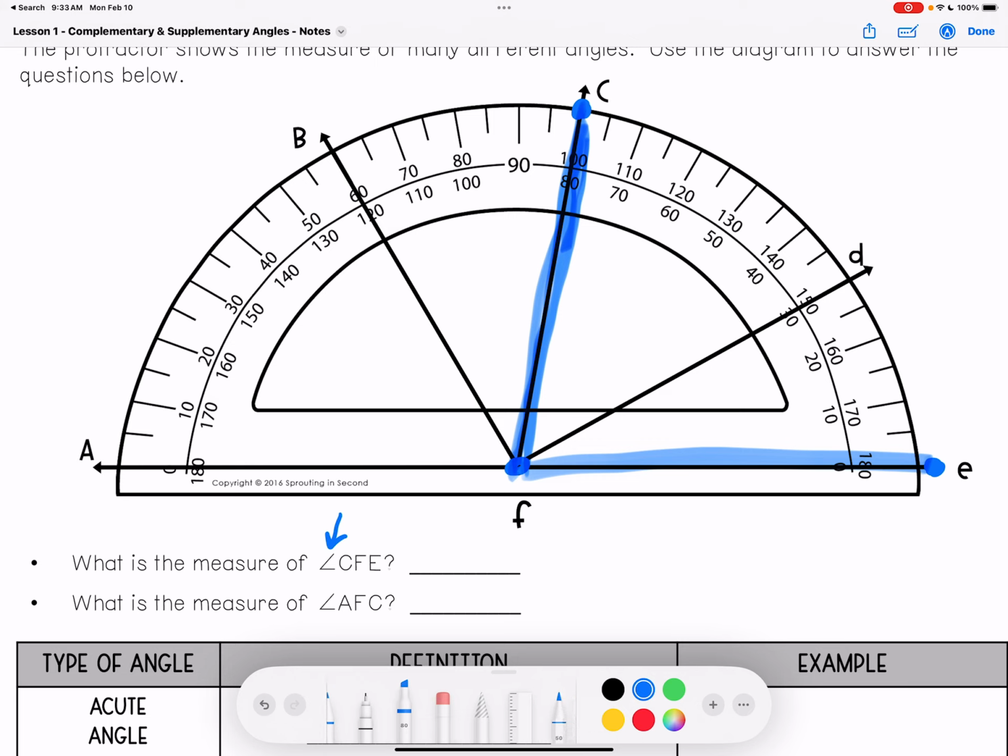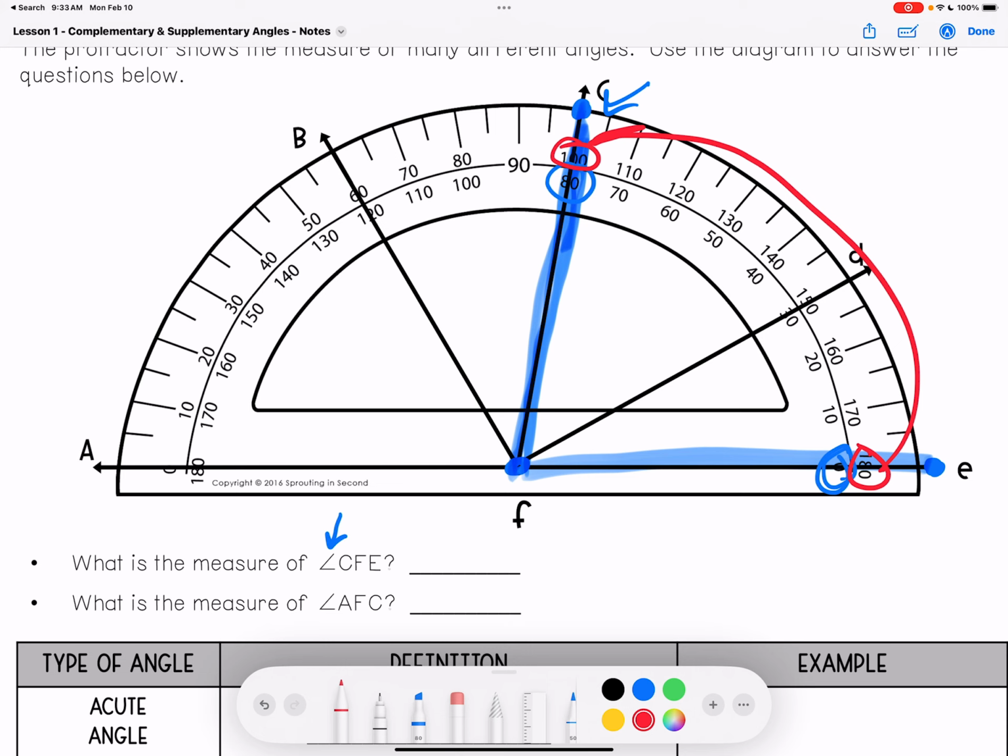Well, right here at C, it is at what? You can go by the top or bottom number. I'm going to go by the bottom number. Why? Because the bottom goes from this side 0 to 80. So it is 80 degrees. If you went by the top, I'm going to circle in red, you would have had to subtract 180 from 100. But since you went by the bottom, it just tells you, since this is 0, this is 80. So the degree is 80 degrees.